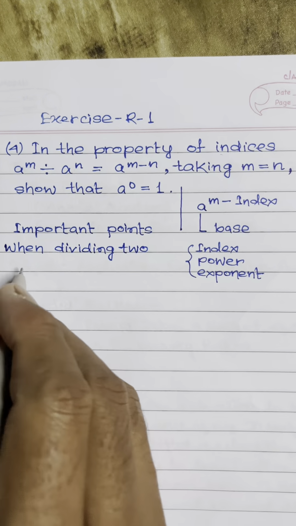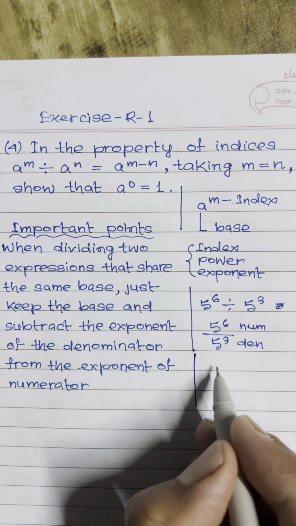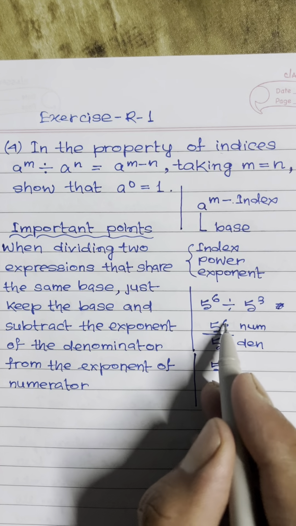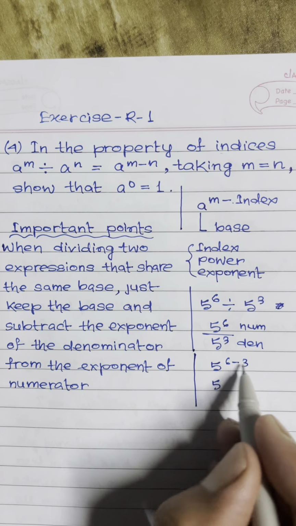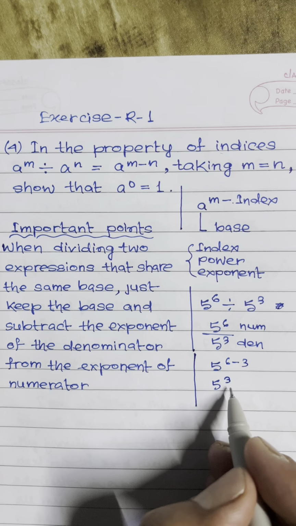Now look at here. So 5 to the power 6 divided by 5 to the power 3 can be written as I have shown here. So 5 to the power 6 is in numerator and 5 to the power 3 is in denominator. So what the point says, the exponent of the denominator should be subtracted from the exponent of the numerator. That's all. Look at here again, we have the same base, and the exponent of denominator is subtracted from the exponent of numerator. So you are finally getting 5 cube. So let's go to your actual answer.